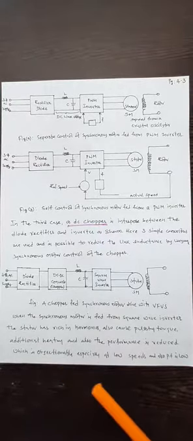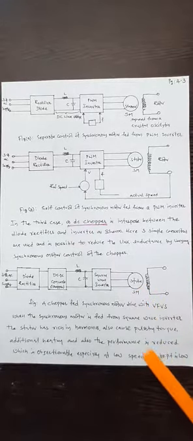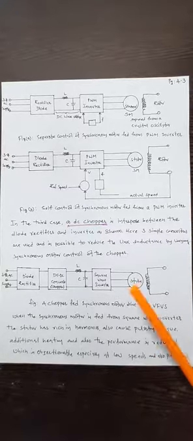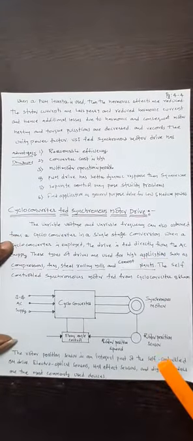So additional heating and reduced performance are objectionable, especially at low speeds. The power factor is also very low in the case of this square wave inverter. So let us see how those drawbacks are overcome with the help of the PWM inverter.